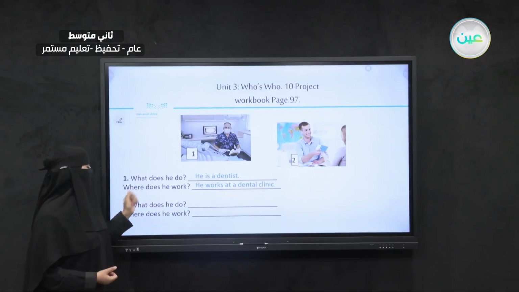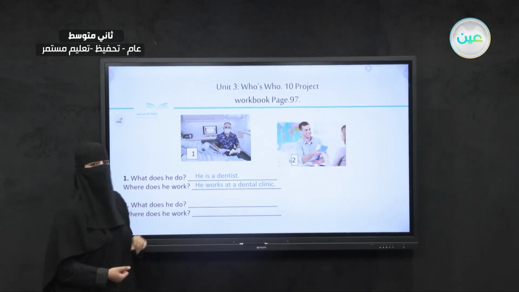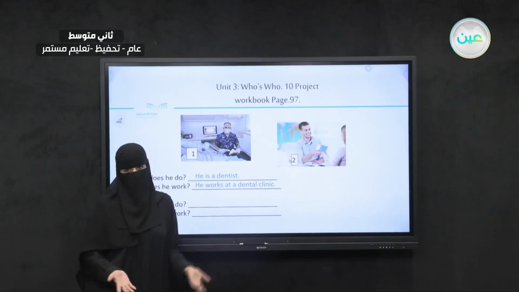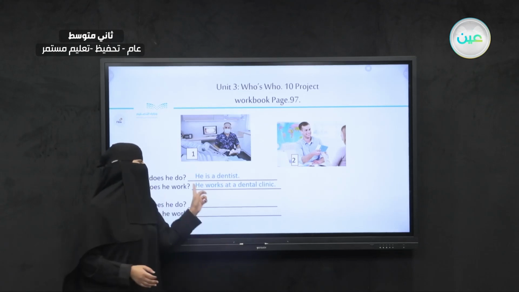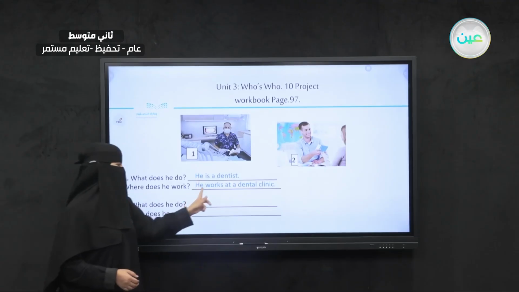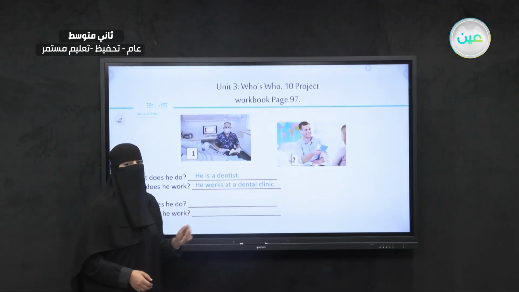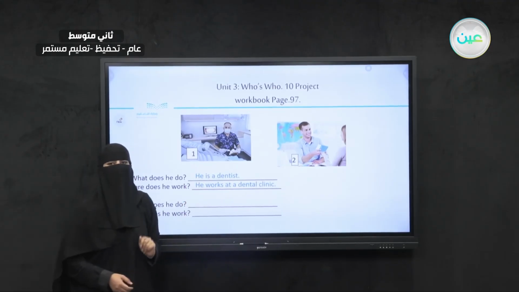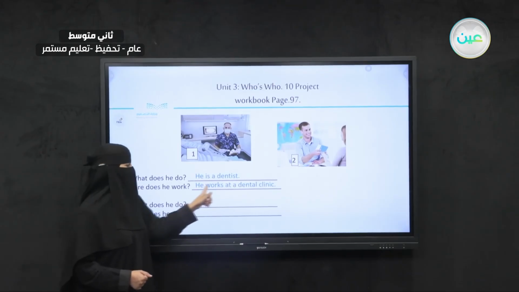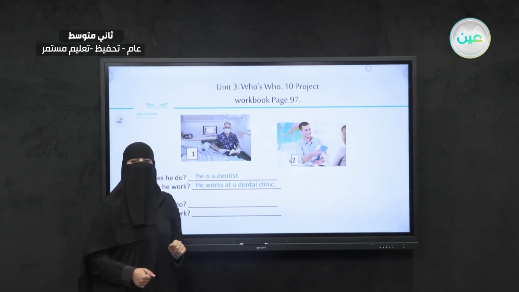So what about the next question? Where does he work? He works at a dental clinic. Can we say it's a hospital? Could be a clinic in a hospital, but he works at a dental clinic. Look at the verb here, works. He works. Do you see the tense of this verb? He works at a dental clinic.